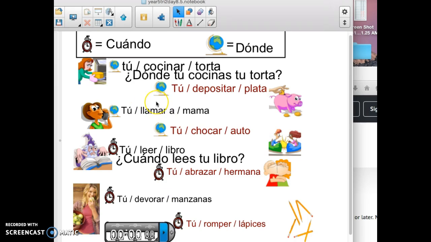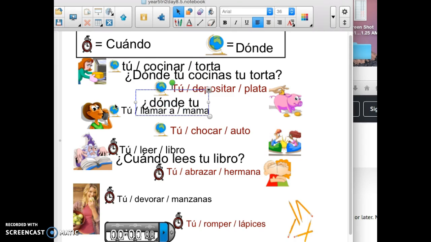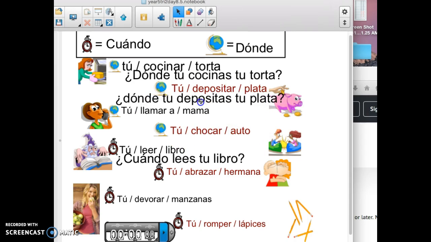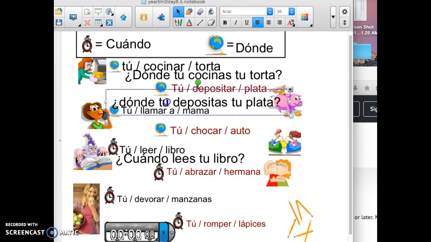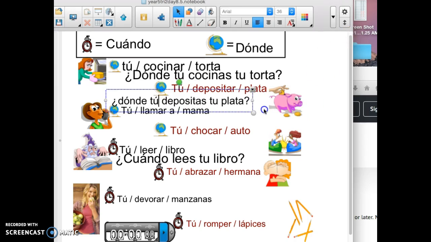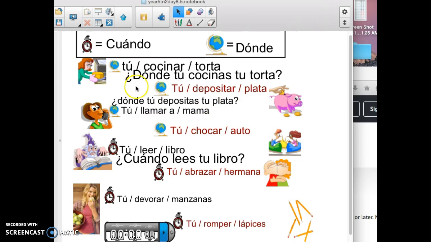Okay, so let's go over and see what you have done. So where do you deposit your money? That should be donde tú depositas tu plata. Again, you can take off the tú if you want, and I didn't put an accent on there. If you wanted to do it without tú and just say donde depositas tu plata, that's fine too.